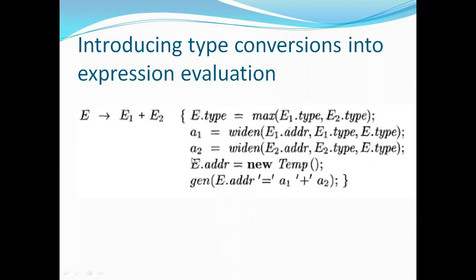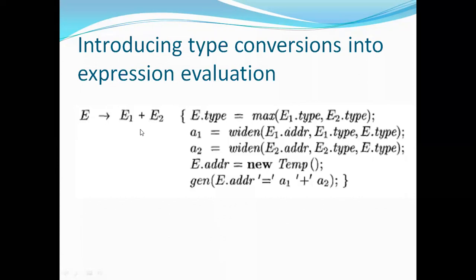And here I am converting. I am using the widening conversion here. That means I am evaluating the expression with a widening conversion. And E.type is equal to max of, because I am performing an addition operation, right? Max of E1.type, E2.type. And I am assigning variables like A1 and A2. A1 for the E1 and A2 for the E2. And that means here I am implementing the widening conversion: widen of E1.address, E1.type, E.type.